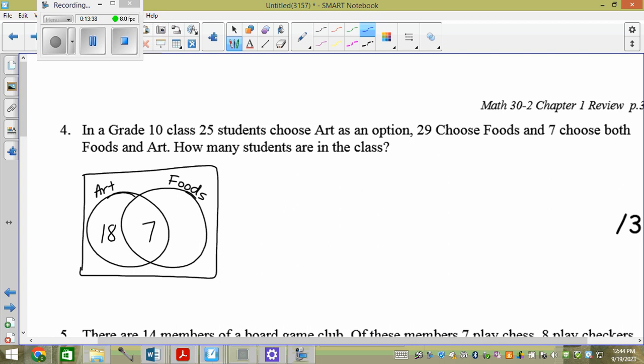So how many are here? How many students are in the class? They would have to say that they had to choose foods or art. So how many are in the class? 47. Now, actually, the way that this is worded isn't even proper because it needs to have a little bit more information because they didn't specify. Normally what they'll say is in a grade 10 class, all the students have to choose either art or foods, and then you would know that there's none out here. That would have to have been specified in here.